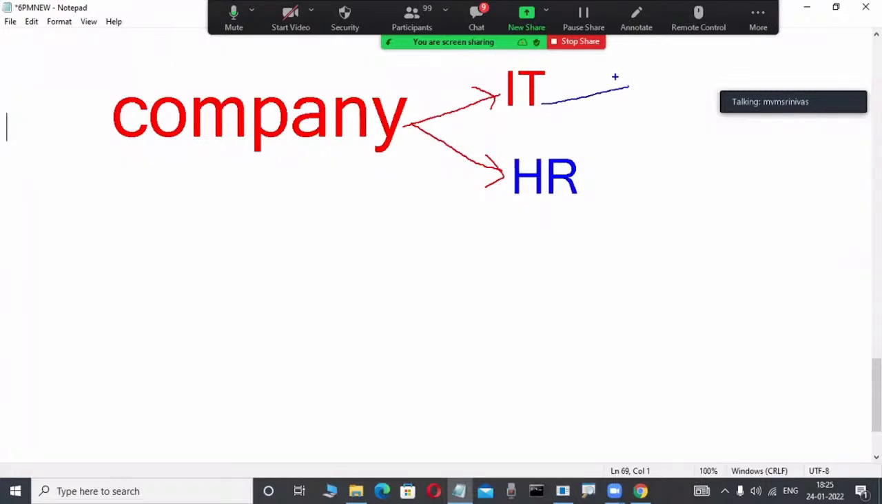Suppose you or your son joins a company; you would also be working in the IT department. In this IT department, for example, three employees are working. Again, in the HR department, one employee is working. This is a small scenario: in a company, an IT department and an HR department are there. One company, two departments. In the IT department three employees work, and in the HR department one employee works.